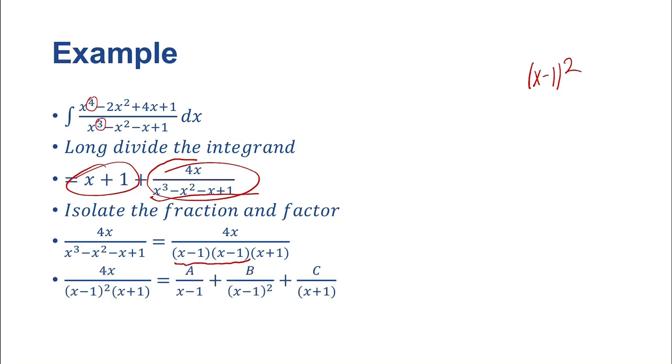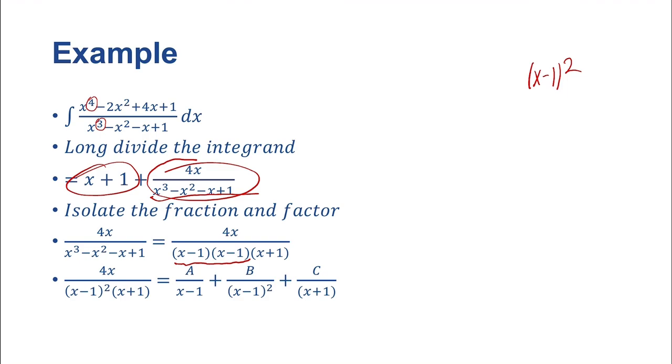So let's write this out. We write 4x over x minus 1 quantity squared times x plus 1 is equal to A over x minus 1 plus B over x minus 1 squared plus C over x plus 1. I don't know why I wrote those parentheses there, but that's okay.